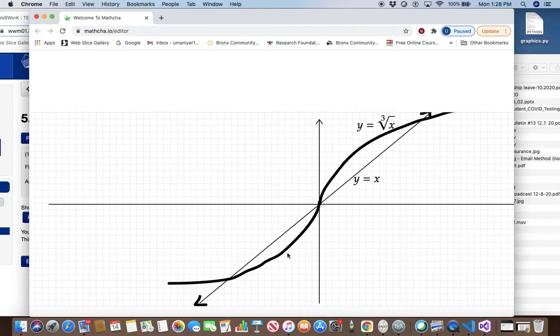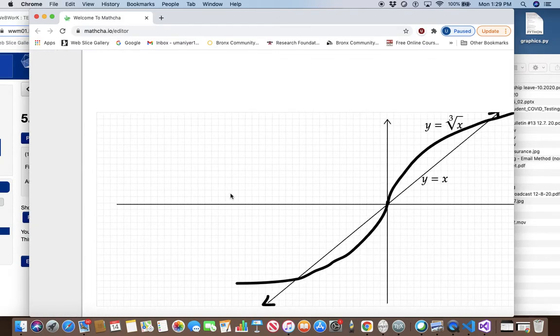Here is cube root of x. And here is the line y equals x. So we want to find the area between these two curves. You notice they are both odd functions, so there is a symmetry here. If you like, you can take this area and double it. So all you need to do is find the first area.